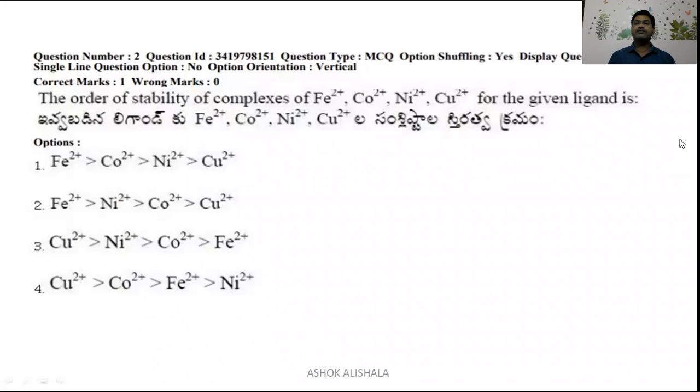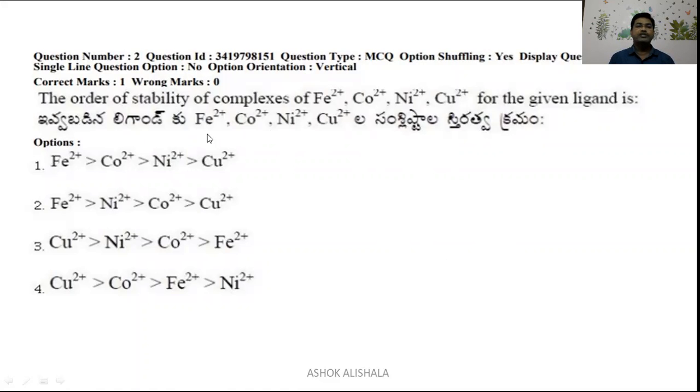The first one is the order of stability of the complexes of Fe2+, Co2+, Ni2+, Cu2+ for the given ligand. Telugu medium students can also read this question here. I'm not explaining in Telugu, simply follow this one.